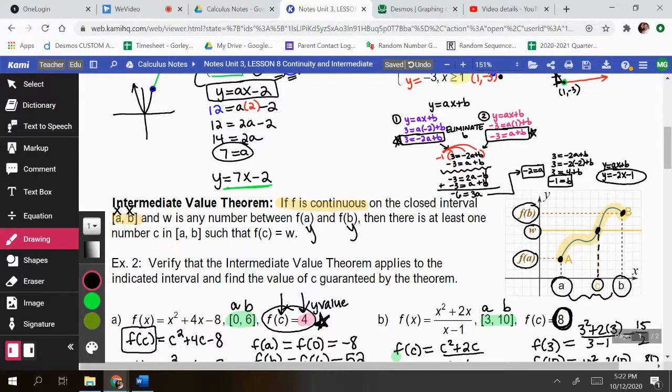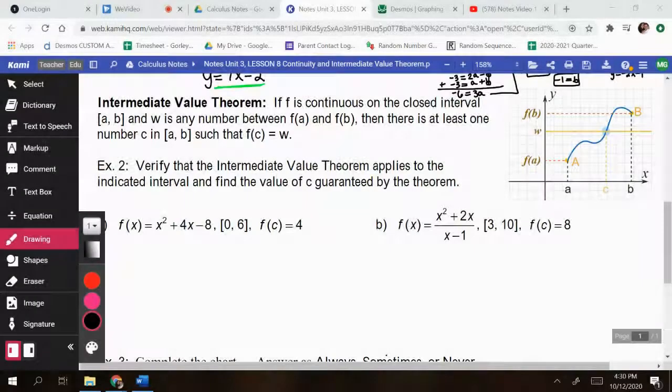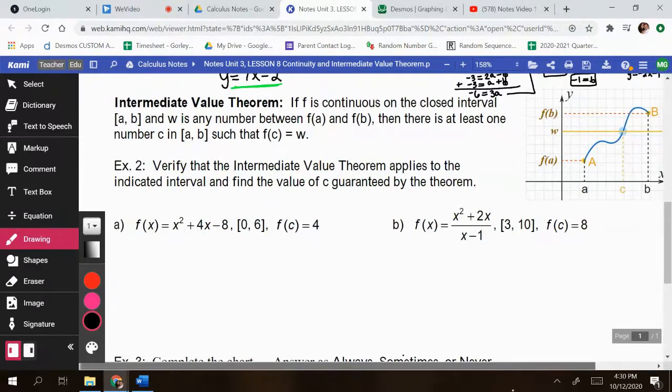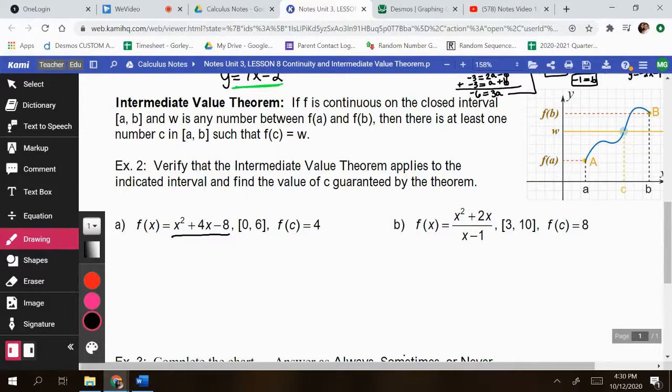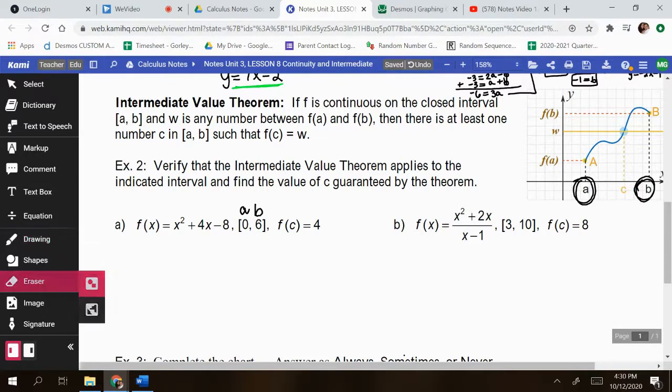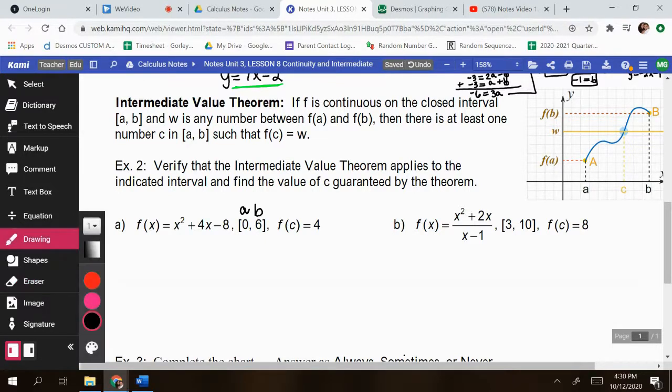Okay, so let's take a look at example 2. In example 2, it says verify the intermediate value theorem applies to the indicated interval and find the value of c guaranteed by the theorem. So first of all, I'm looking at a parabola, which is a continuous function on the interval from 0 to 6. So we're going to think about this like it's our a value and this like it's our b value, right? So we're going to start at an x value of 0 and we're going to go up to an x value of 6. And then it tells us that f of c is equal to 4.